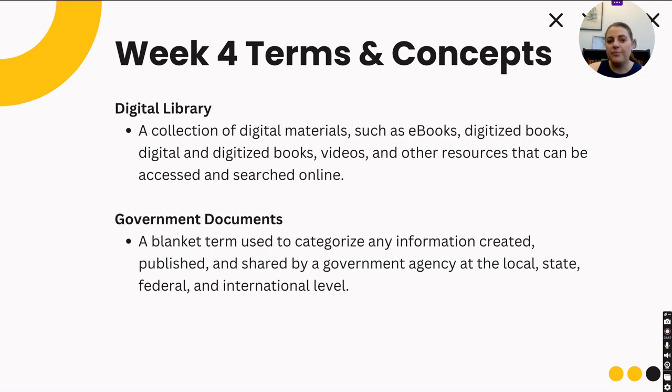Next, we have Digital Library, and this is a collection of digital materials such as ebooks, digitized books, videos, and other resources that can be accessed and searched online. And finally, we have government documents. This is a blanket term used to categorize any information created, published, and shared by a government agency at either the local, state, federal, or international level.